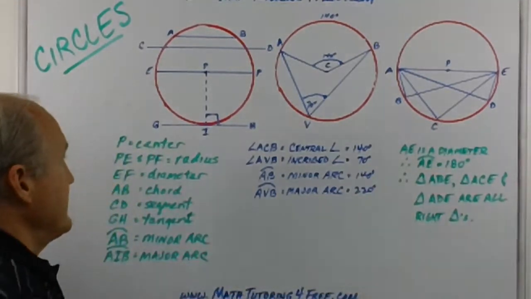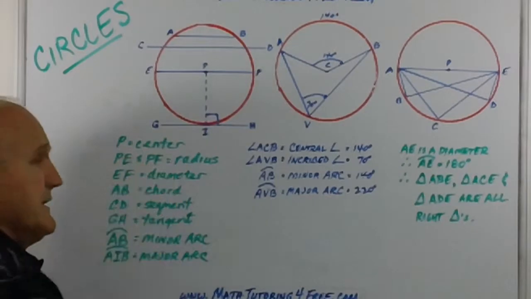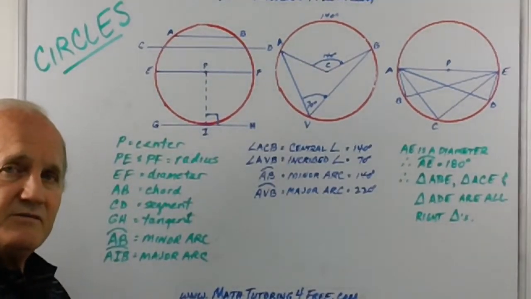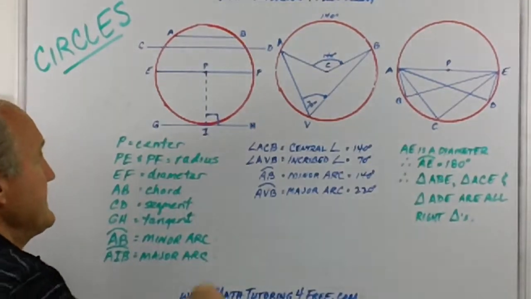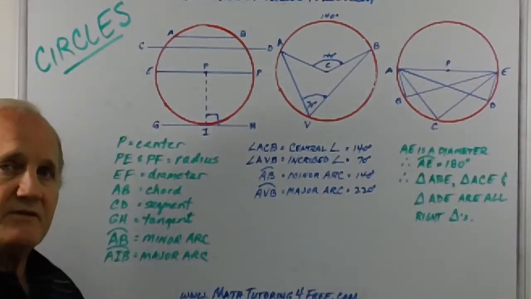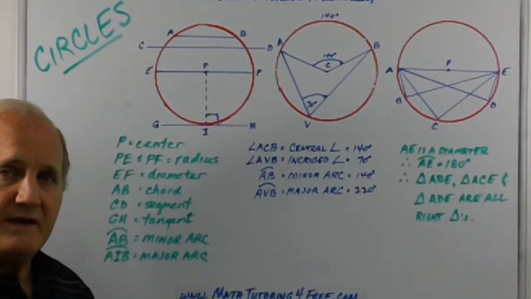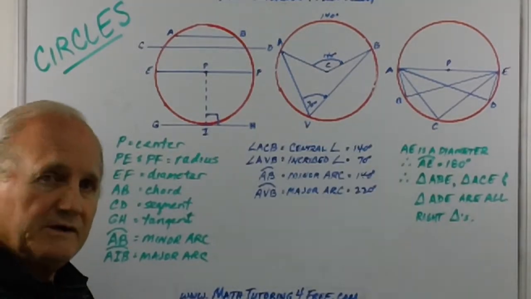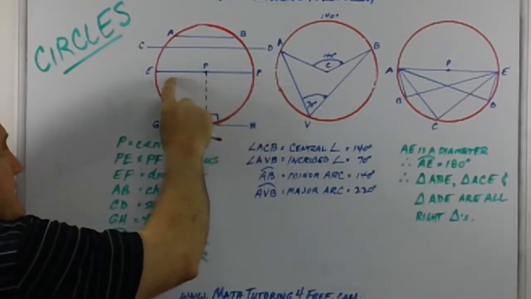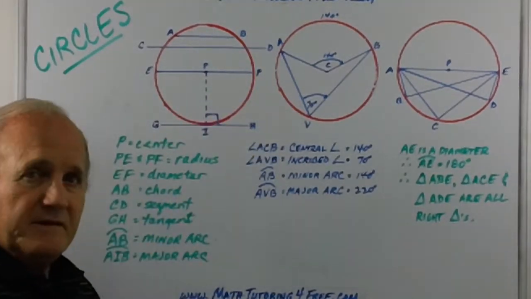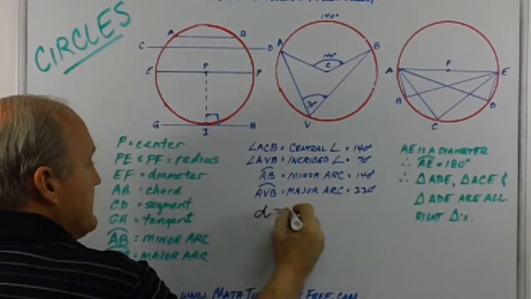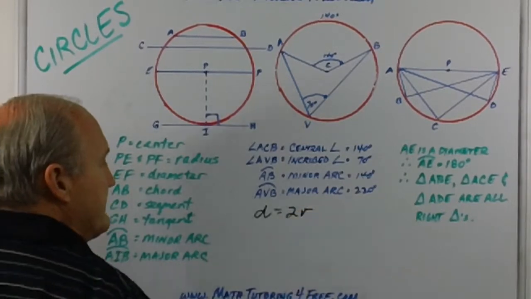And there are many parts of the circle. If we just start with the center of the circle, the point P in this case, we tend to label a circle by its center, so this would be circle P. The distance from that point to the outer edge of the circle is called the radius, and the distance all the way across, in this case E to F, is called the diameter. And of course from that you can hopefully tell that the diameter is obviously twice as long as the radius.